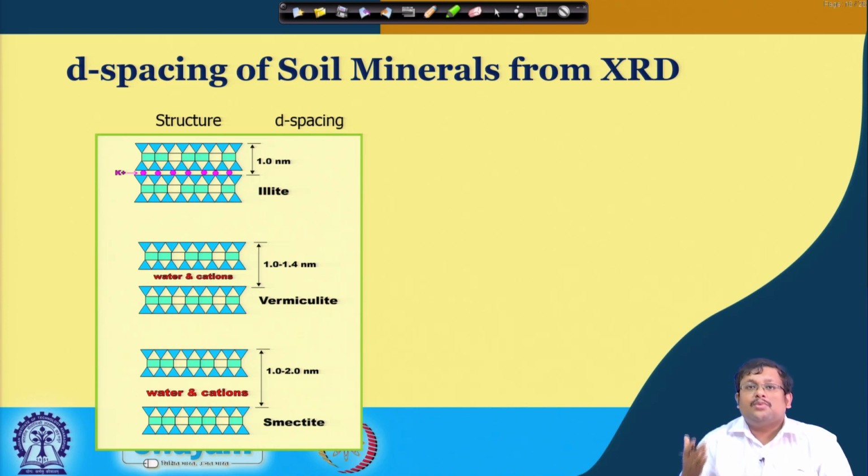Now, d-axis spacing varies from one clay mineral to another clay mineral. It is lowest in case of kaolinite, however, it is highest in case of smectite, also it is high in case of vermiculite. So, the d-axis spacing is the basis for differentiating one clay mineral from another clay mineral, and we can use the X-ray diffraction technique to differentiate different types of clay minerals.